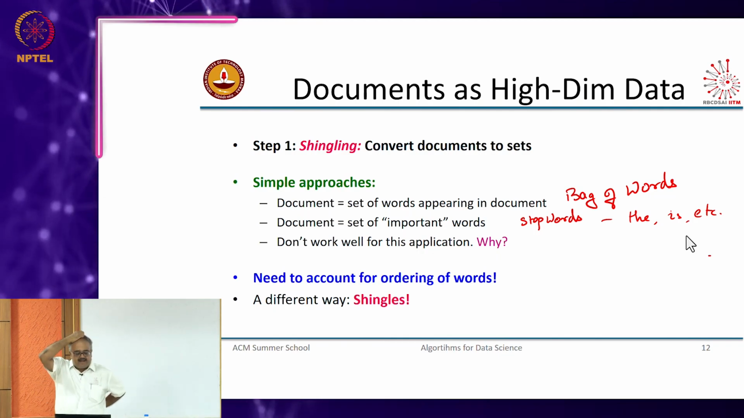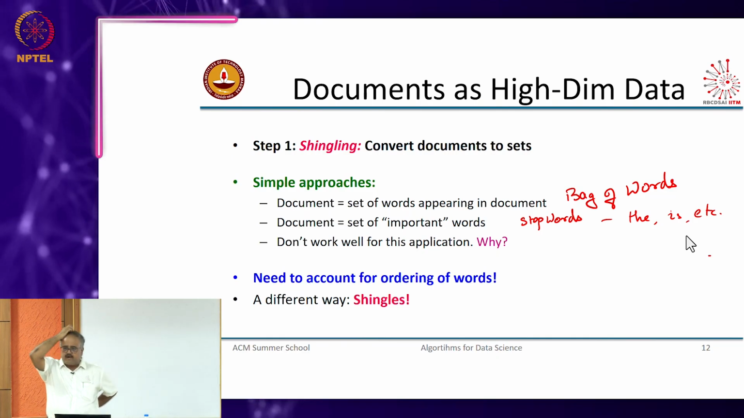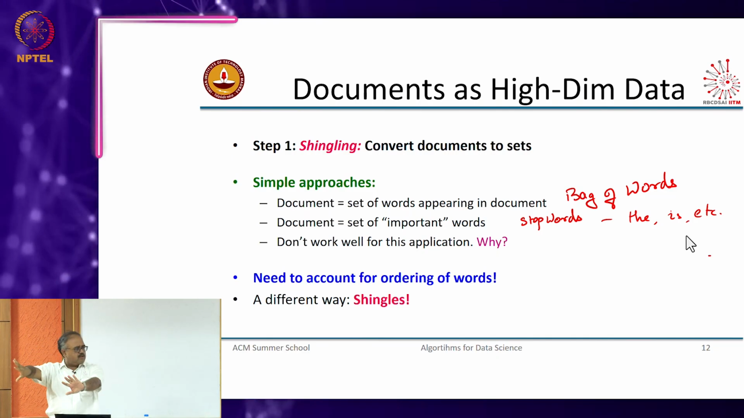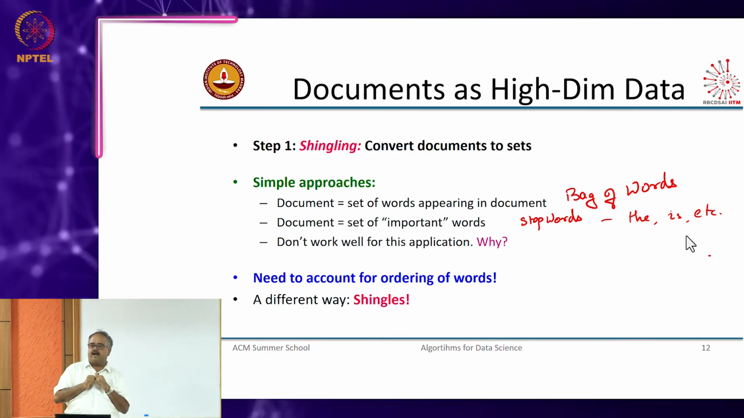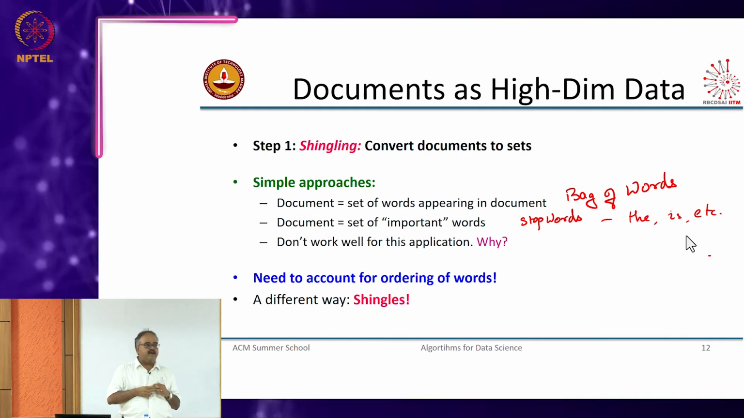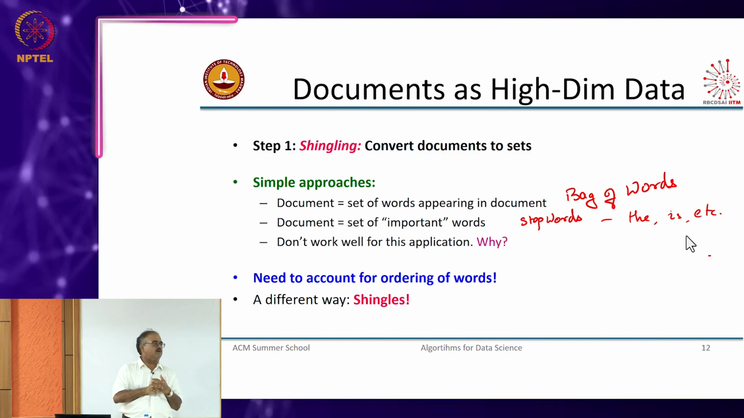Going back, so using these kinds of bag of words appearing, even if I throw out all the common words, even if I keep only the content words, and I try to represent this as a set, it turns out for this duplicate problem it's not quite enough. Why?